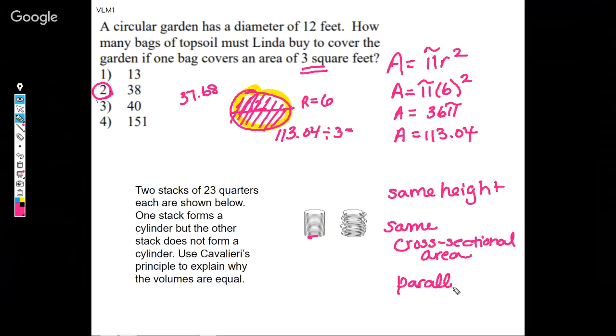So you need to make sure that you see that it says that parallel planes have the same cross-sectional area. And that's how you would describe it. So basically, if you take out a quarter, no matter where you take out a quarter, it's still a quarter. So that's what it means by cross-sectional area. No matter where you take out the quarter, the matching cross-sections are the same.